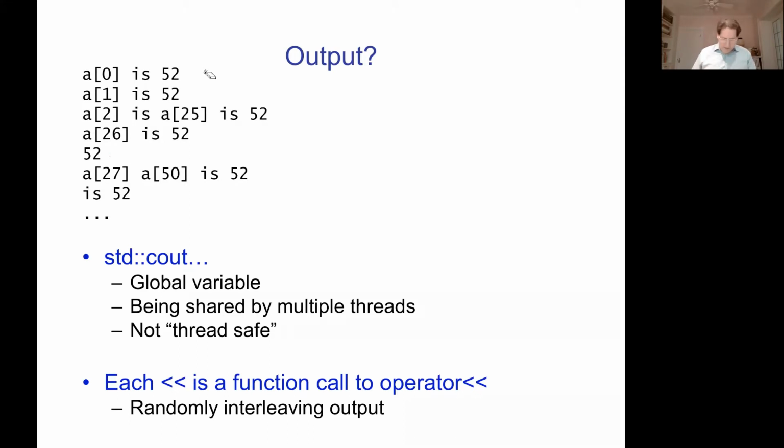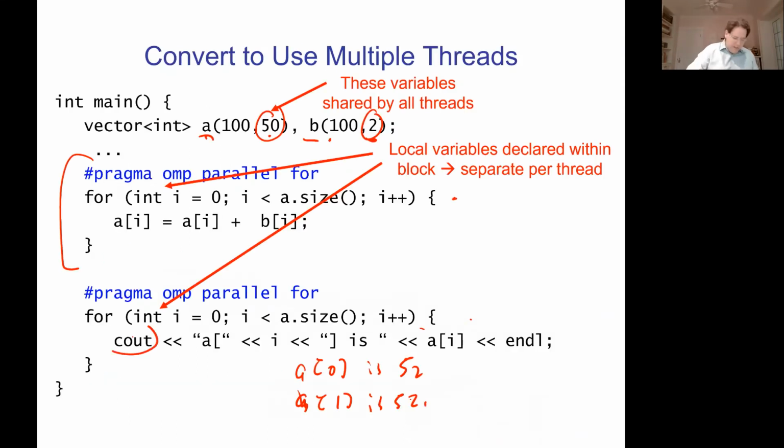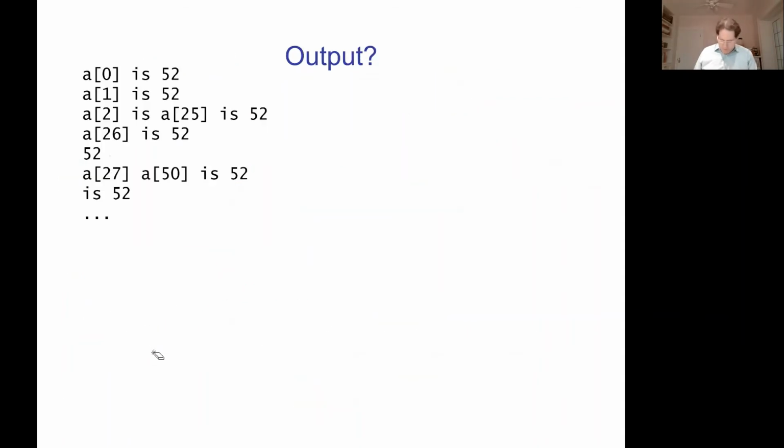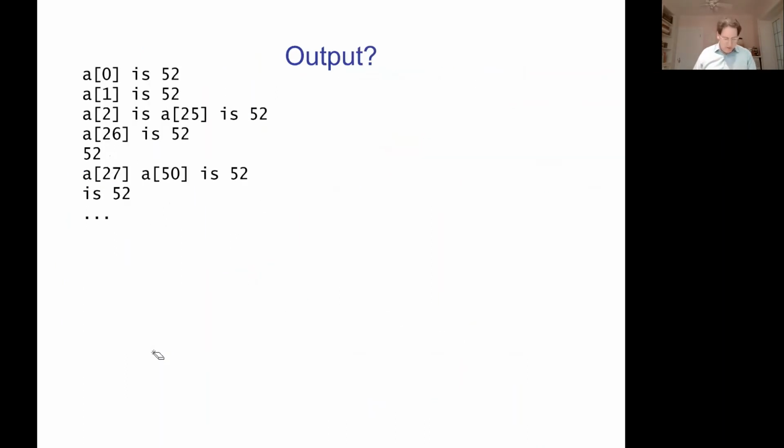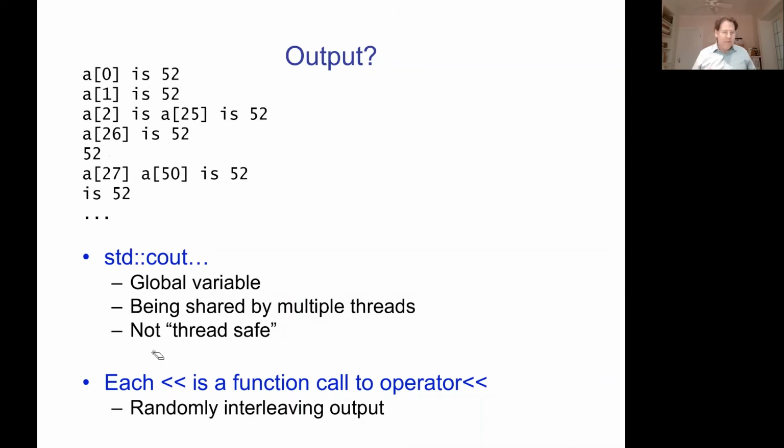Okay, so if I go back and look at this, I'm writing to cout. And cout is a global variable, so it is shared by all threads. And I now have multiple iterations of this loop executing in parallel. I've got multiple threads working on it, and it's chaos, right? They're all writing to cout at the same time, and they're basically interleaving their output. So this is not a thread-safe thing to do. Remember, we're making a bunch of calls to operator output, and we're randomly interleaving our output.